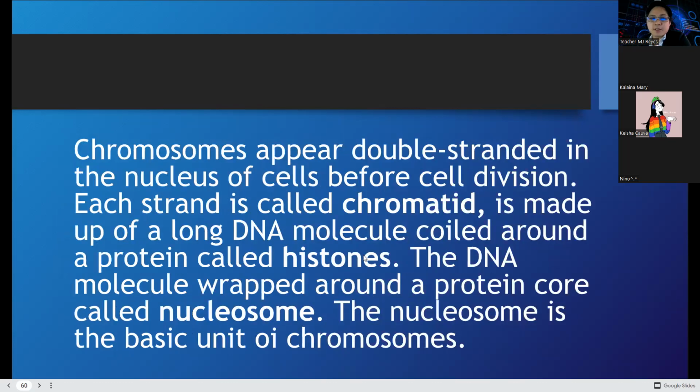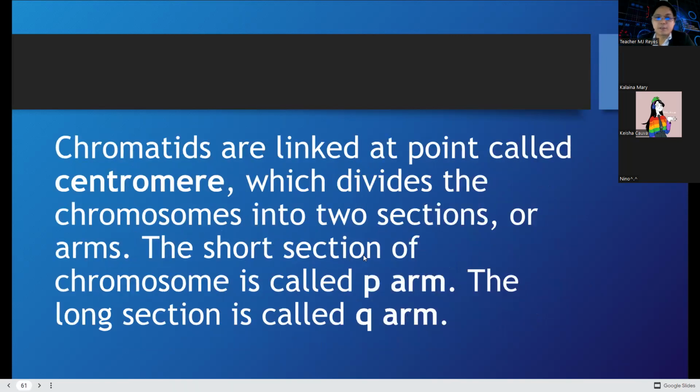Chromosomes are double-stranded in the nucleus of the cells before cell division. Each strand is called a chromatid, or sister chromatids, and is made up of a long DNA molecule coiled around proteins called histones. The DNA molecule wrapped around a protein core is called a nucleosome. The nucleosome is the basic unit of chromosomes. Let's take a look at this one later.